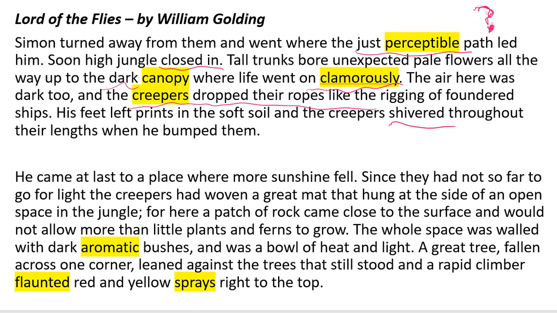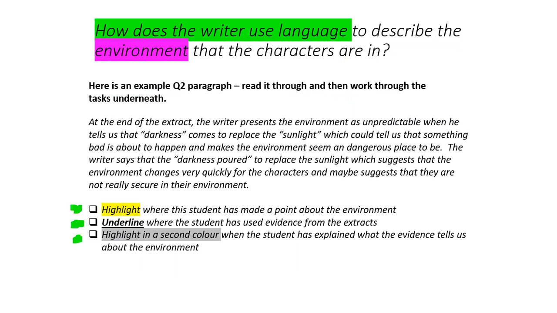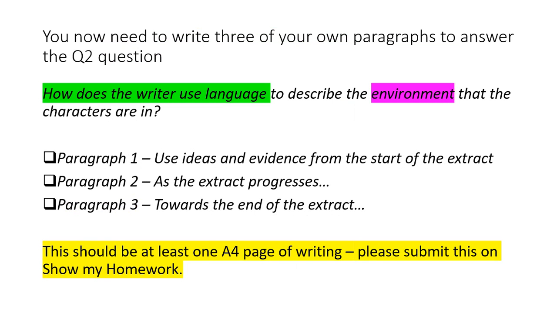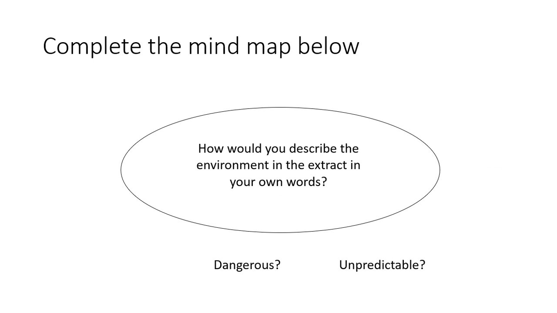So my first paragraph is going to be taken from here, from the start of the extract. How does the writer use language to describe the environment? Well, the environment is, as we said, dangerous, unpredictable, mysterious. There's a sense that something bad is going to happen.